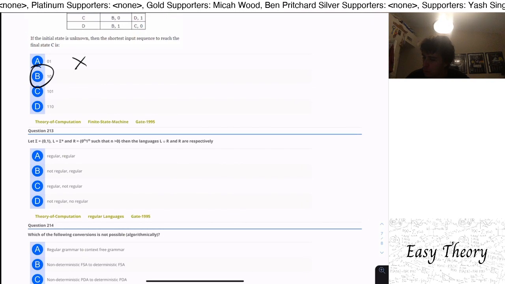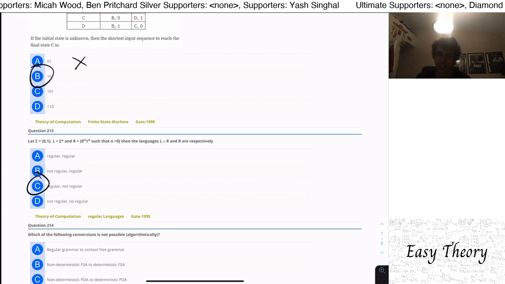L union R and R are respective. So L union R is just sigma star, so it's always regular. And R itself is not regular, so it's C here. Okay. Which of the following conversions is not possible?